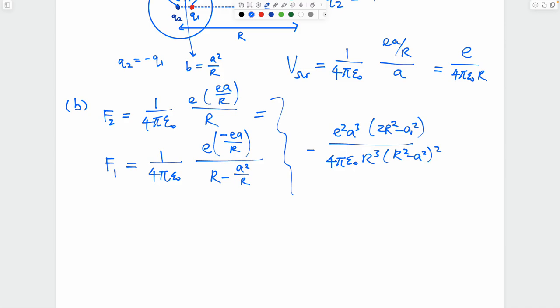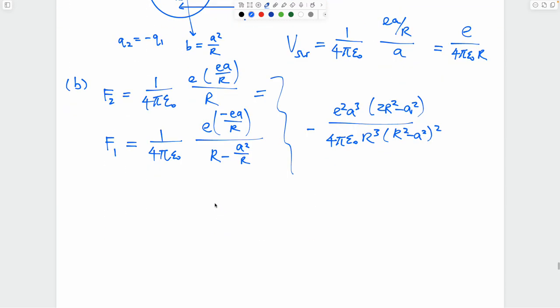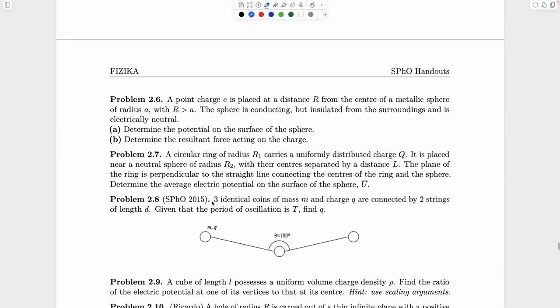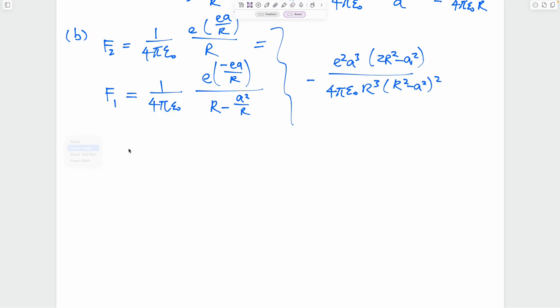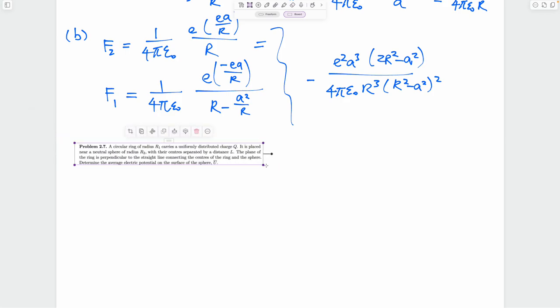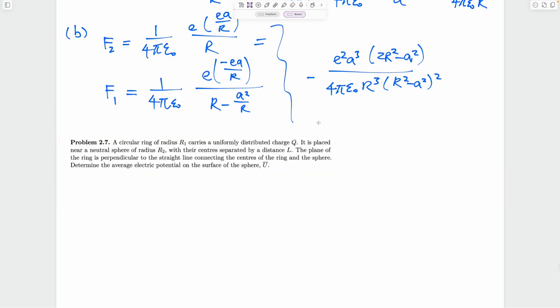Okay, the next question requested was 2.7. So 2.7 is a very good one. Actually, I should have placed it lower because it's quite difficult. Did any of you do it? I know I couldn't do it last time.